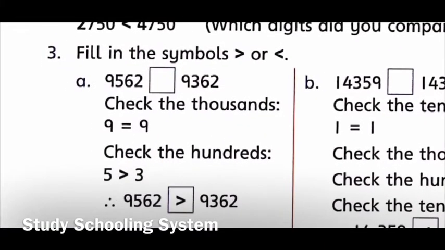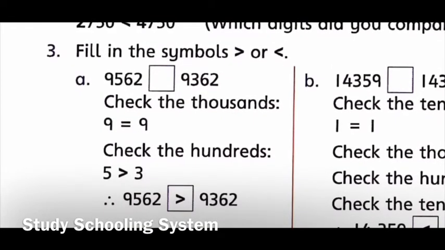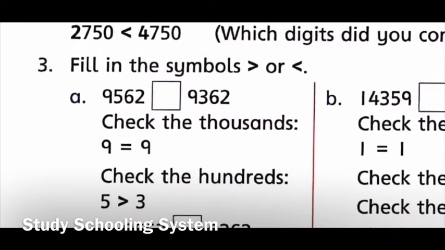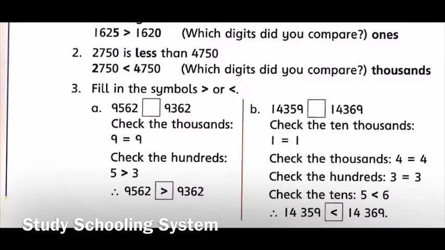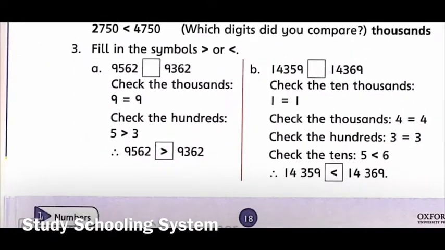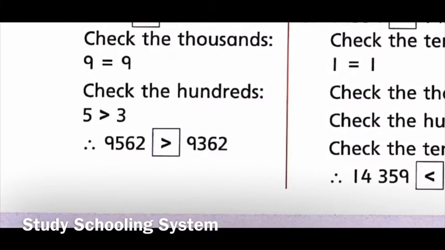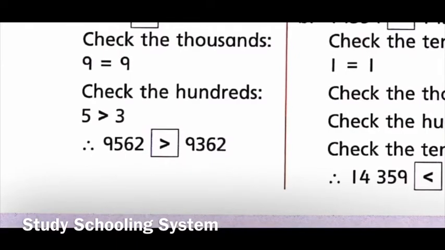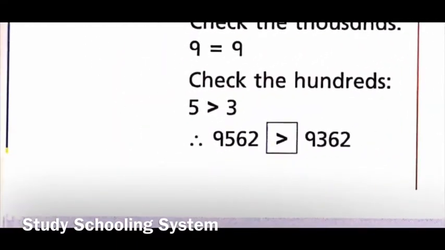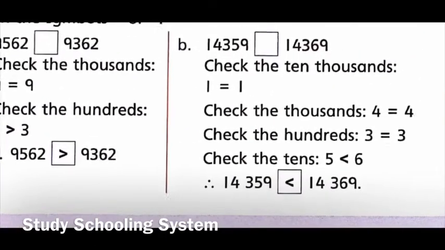Part A, 9562 dash 9362. Check the thousands first. 9 is equal to 9. Yes. Check the hundreds. 5 and 3. So which one is greater? 5. Yes. So we will use the greater than sign. So the answer will be 9562 is greater than 9362. You can see these three dots are given. This means therefore.